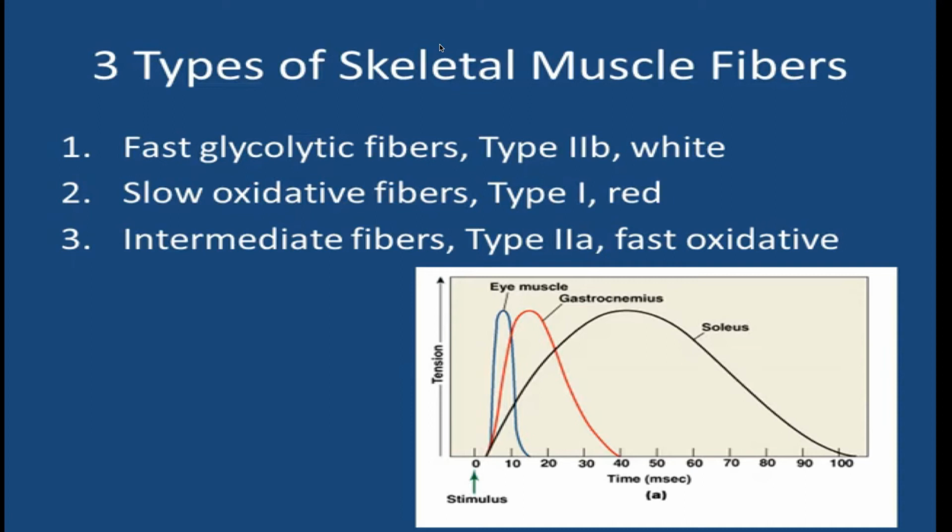You can have slow fibers, which are slow to contract and slow to fatigue. They have a smaller diameter and more mitochondria. They also have high oxygen supply and contain myoglobin, which is a red pigment that helps to bind oxygen.